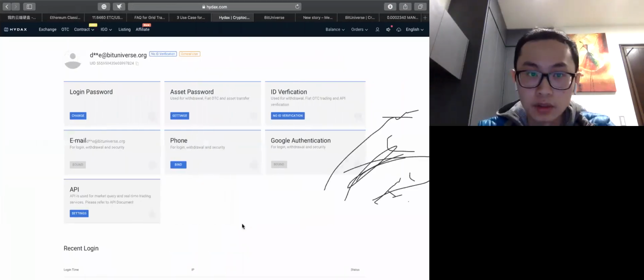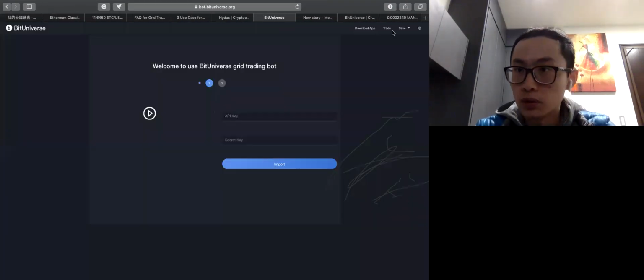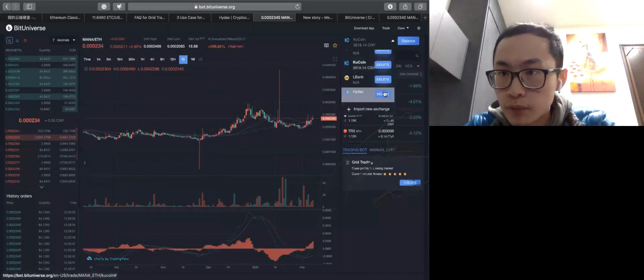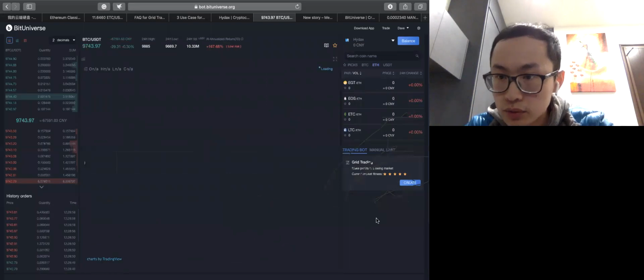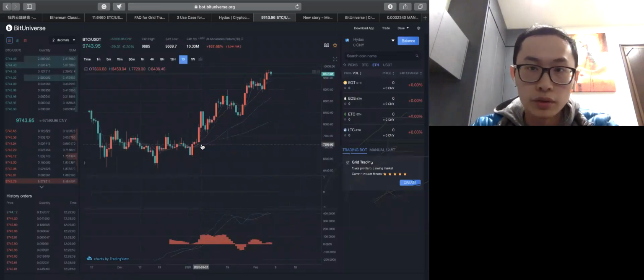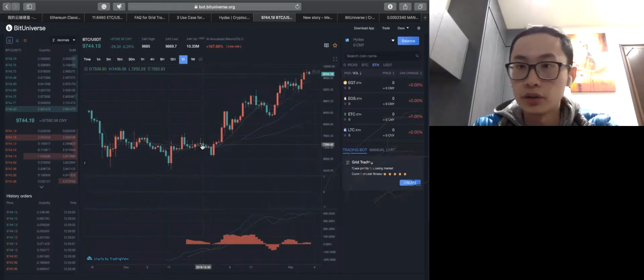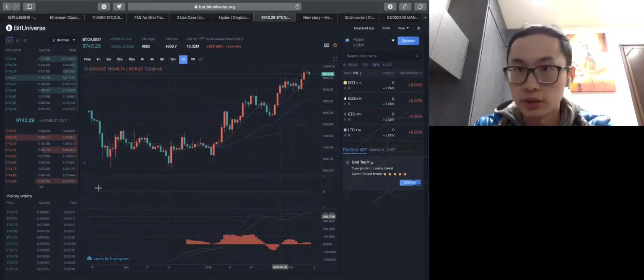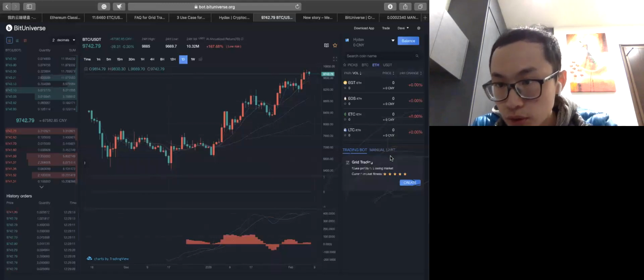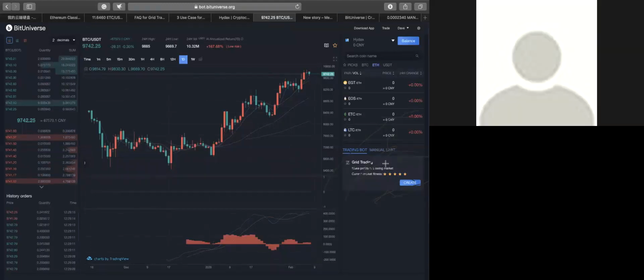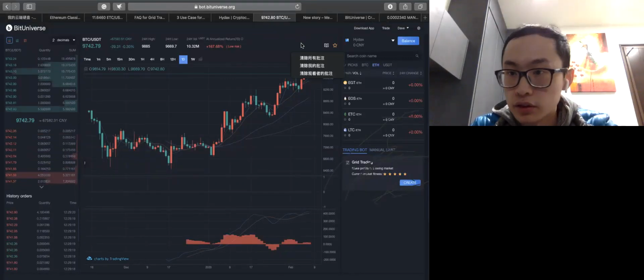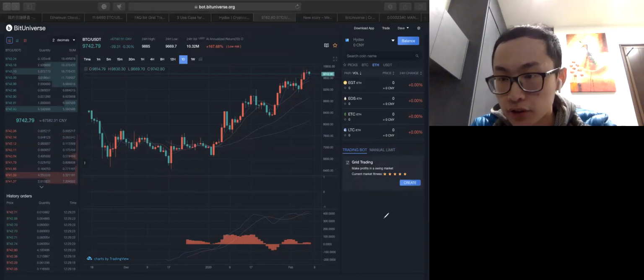Okay, so after you import the API keys, you could find tracking your balance, and also creating bots in this page. How should I remove this? Delete. Okay.